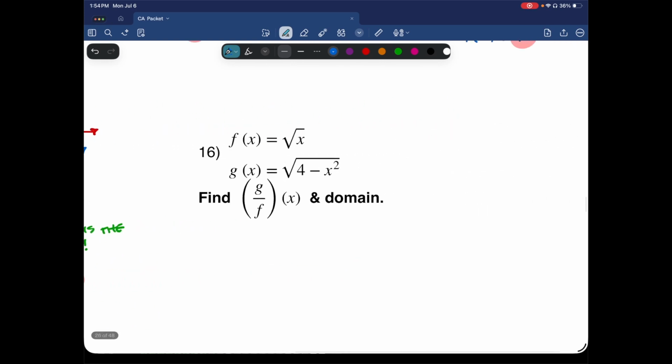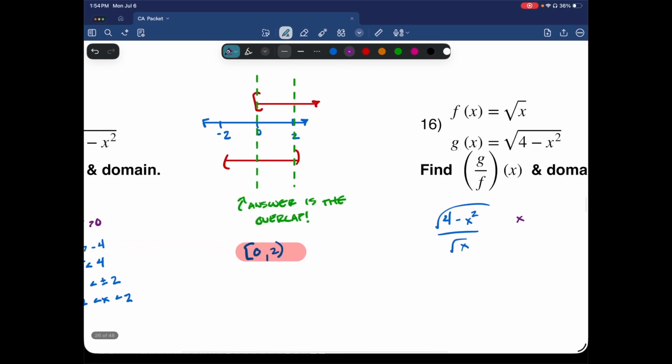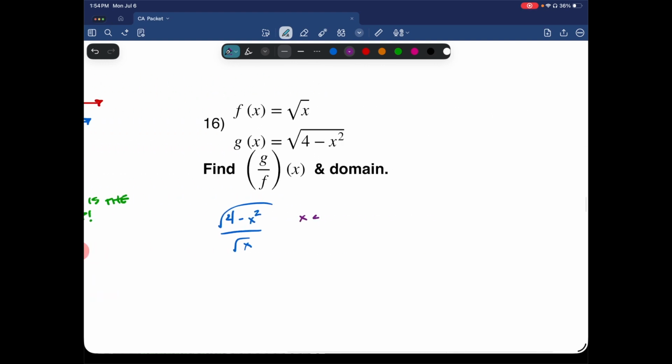All right, so this is the same set of functions, but now it's in the other direction. So I got 4 minus x squared on top over the square root of x. This time, I got x less than or equal to plus or minus 2. And this is x is greater than 0.